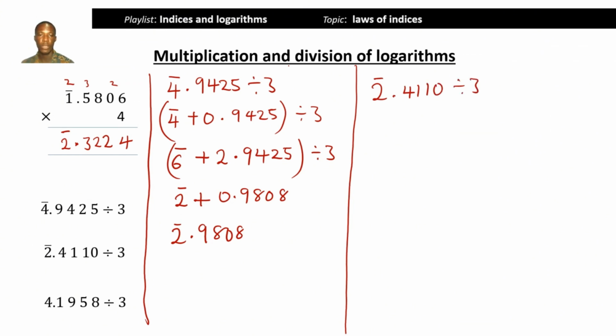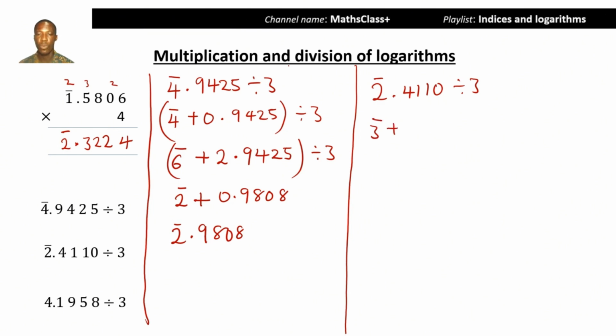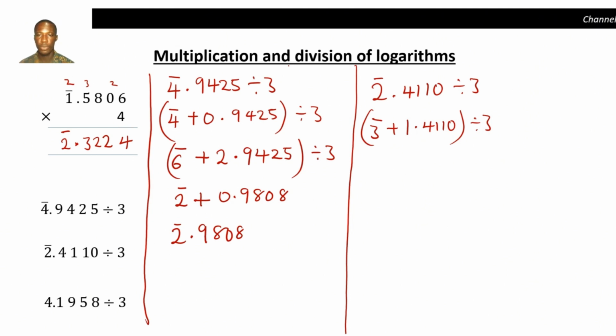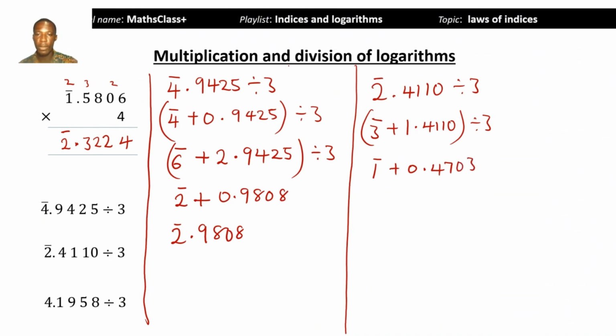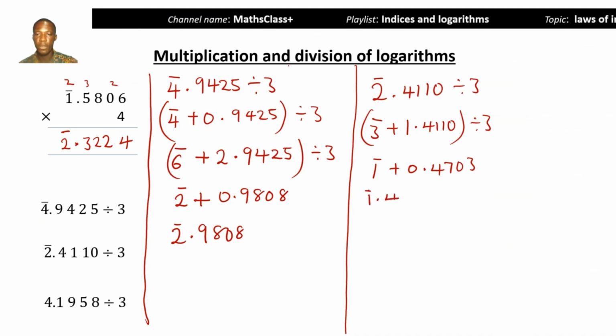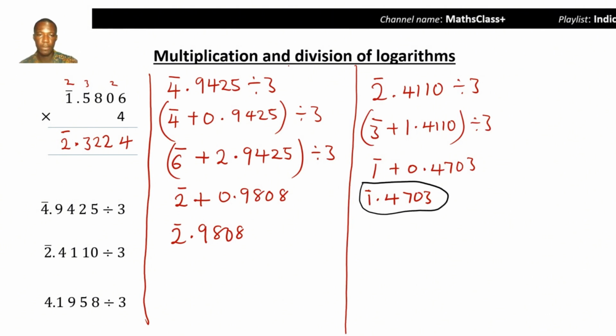We are following the same concept. So what I'm doing now is I'm going to include negative 1, which will give me 3 bar plus 1.4110, and I'm dividing by 3. I hope this is understandable. Okay, so when I divide the 3 bar, I'll get 1 bar, and then plus, when I divide the other one, I'll get 0.4703. So I put them together, and then I'll get 1 bar point 4703 as a result. So this is the result. And then for this one, this is the result.